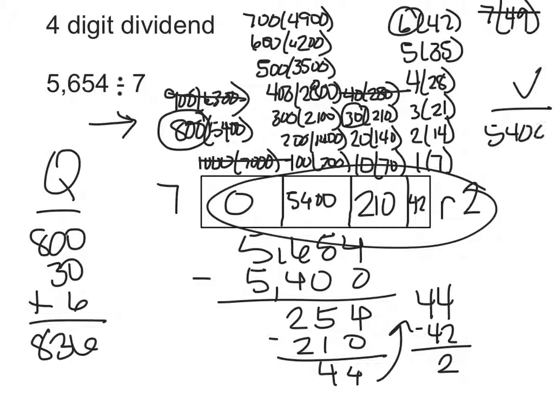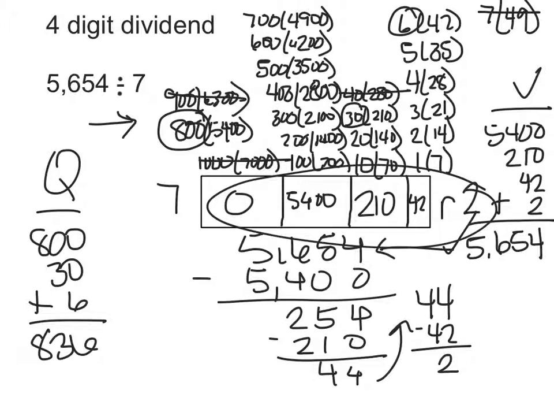5,400, 210, 42, and my remainder of 2. 2 plus 2 is 4, 4 plus 1 is 5, 4 plus 2 is 6, 5 plus 0 is 5. So 5,654, which is what I started with, so I am correct. My quotient would be 836.